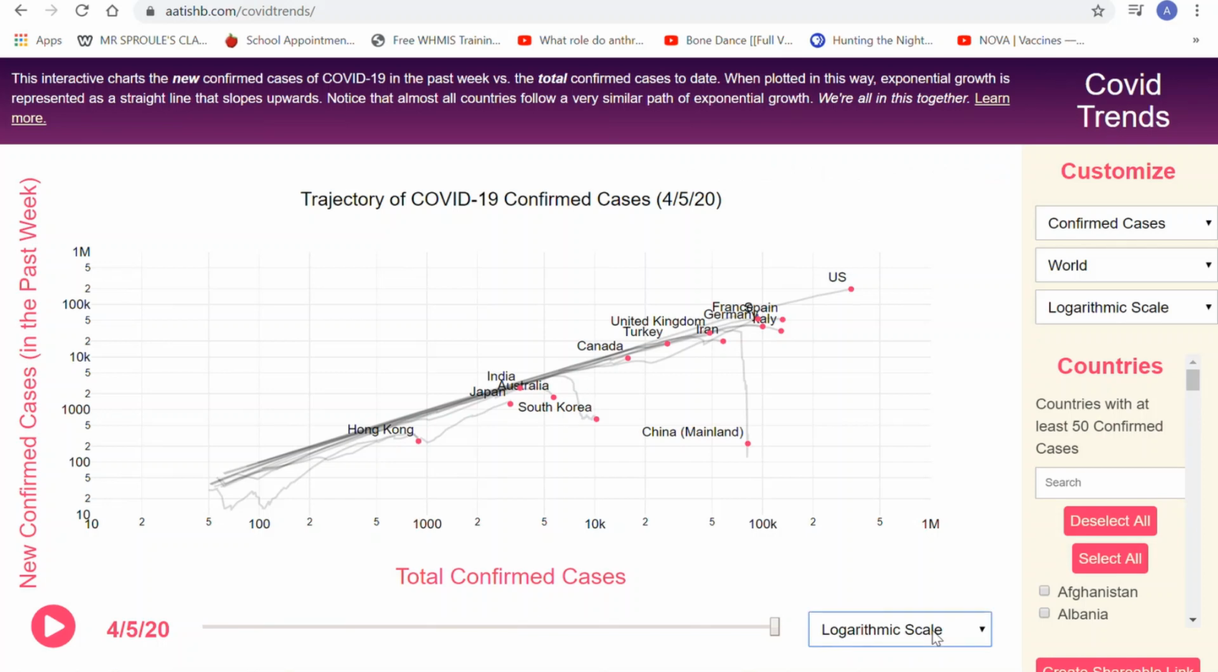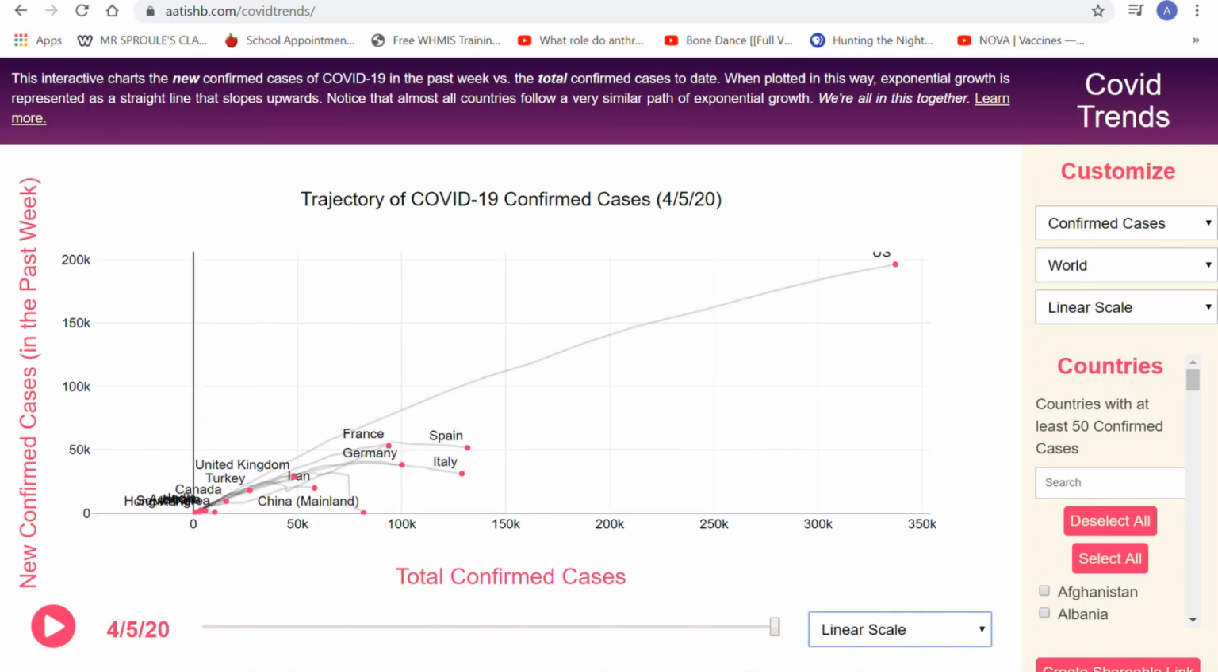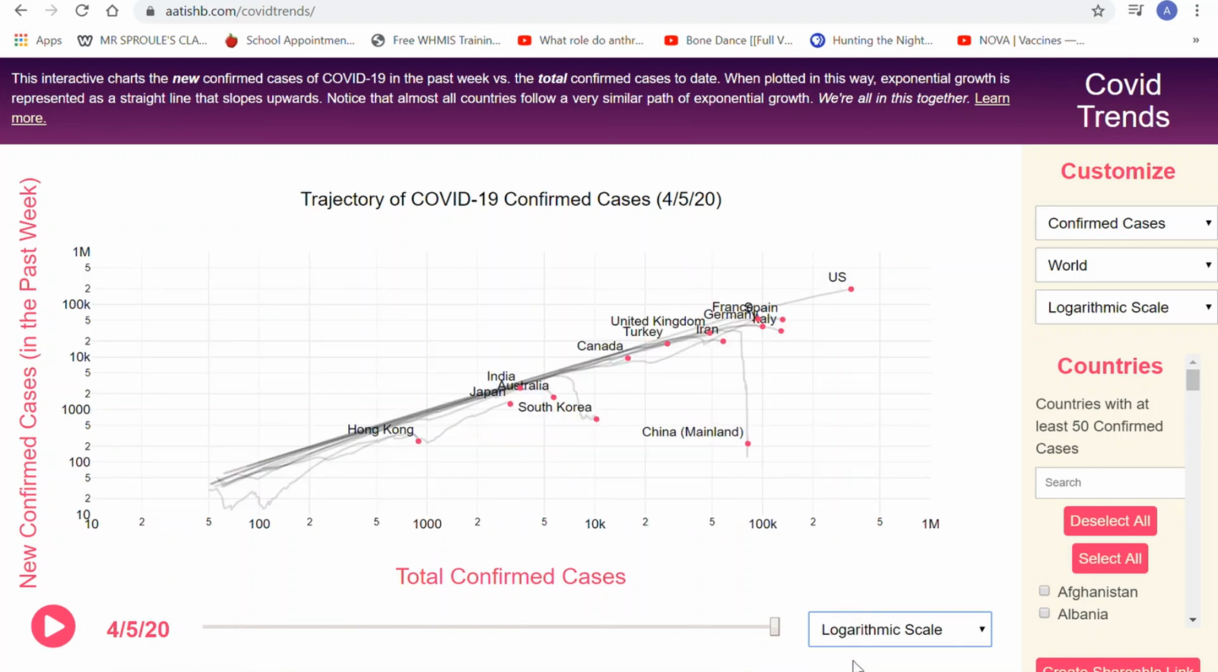If I switch to linear, it'll spread out the United States quite a bit, but then we run into the issue of all the countries being over here, and it becomes very hard to accurately read what's happening. So a couple things to be aware of.